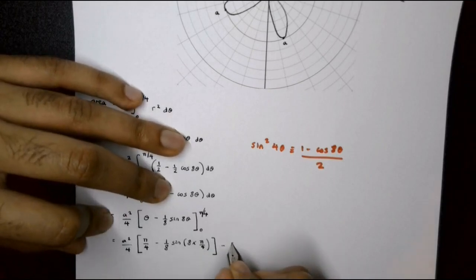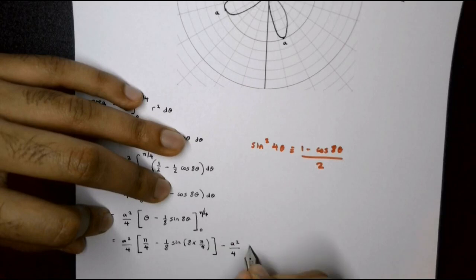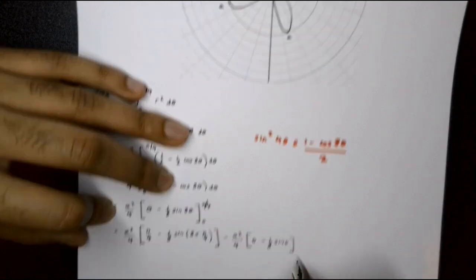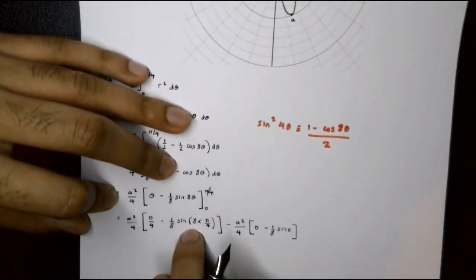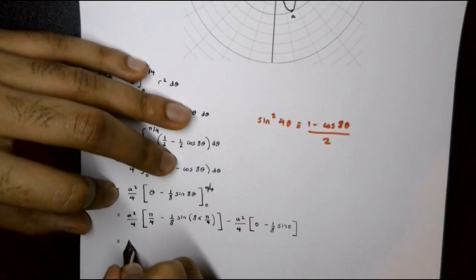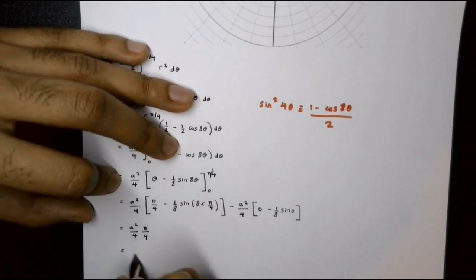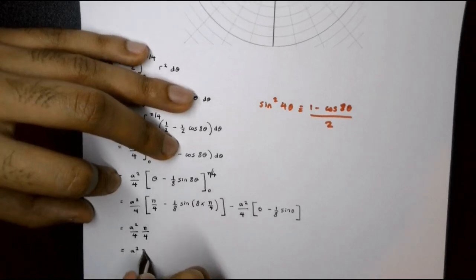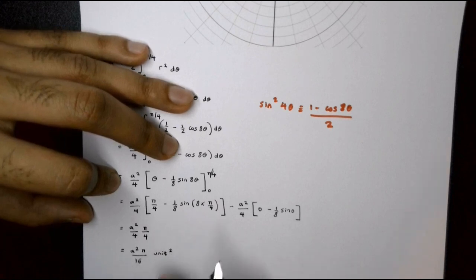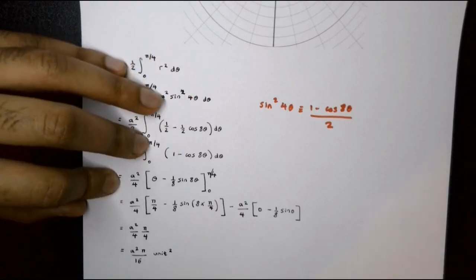And for our lower limit, we have a squared over 4 lots of 0 minus 1/8 times the sine of 0. This is 0, this is 0, so we're left with a squared over 4 times pi over 4. So in total we get a squared pi over 16 units squared. So this is the area which we're after.